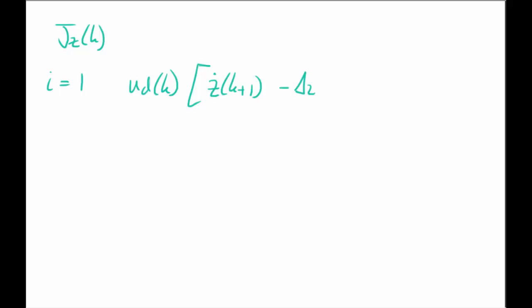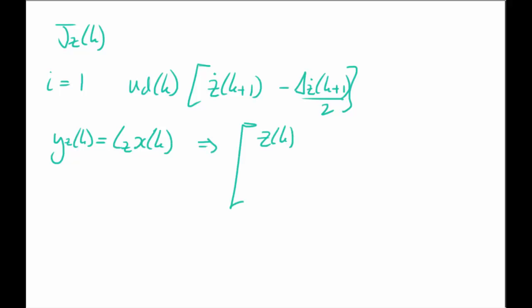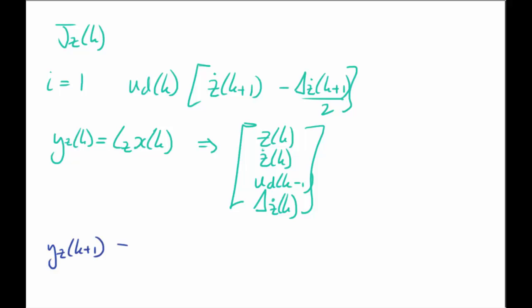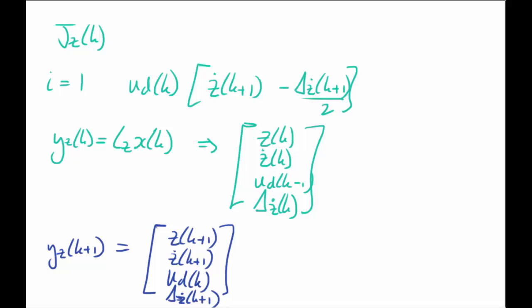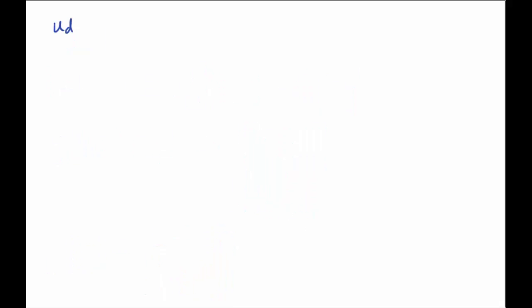So we have to get this multiplication here into a matrix form, represented by just the outputs of the system, which are Z of K, Z dot of K, and UD of K minus 1, and delta Z dot of K. So how do we get this? We get a UD of K, so we have to go one step into the future, and you see here that we get all the values that we need to complete this objective. So to get i equal to 1, 2, 3, all the way up to N, we have to predict the values of YZ K plus 1 all the way up to K plus N.